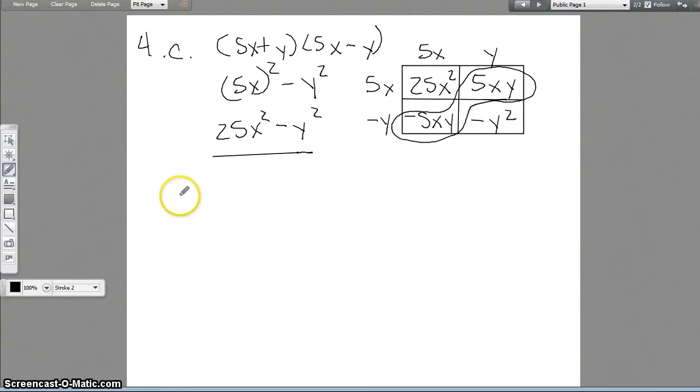Okay, so let's hop down and do part E. Part E is x minus y squared times x plus y squared. Okay, what we need to do is we take our first term and we square it.